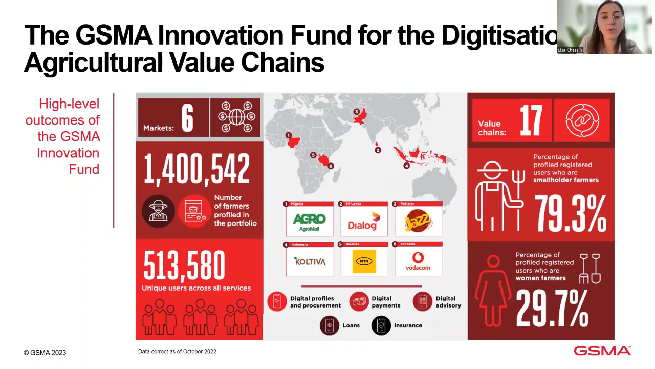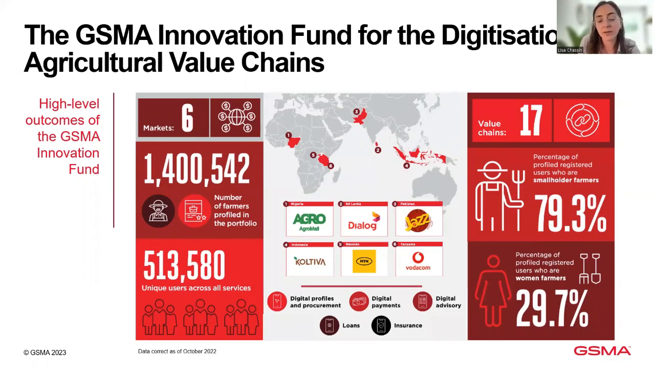Of the 1.4 million farmers profiled by our Innovation Fund grantees, most are smallholder farmers who cultivate less than 2 hectares of land. And this is important, as smallholder farmers face more challenges accessing climate-related tools and information than larger commercial farmers. So being digitally profiled can unlock access to these essential services for them.